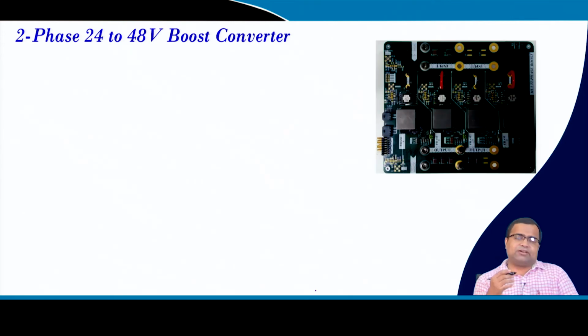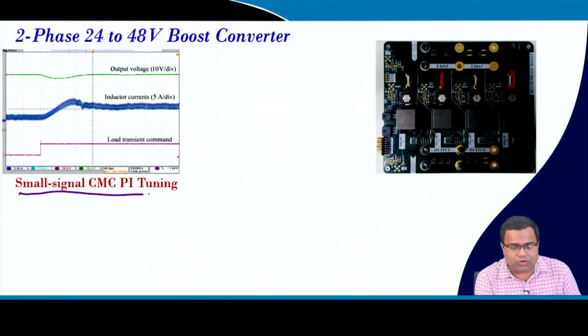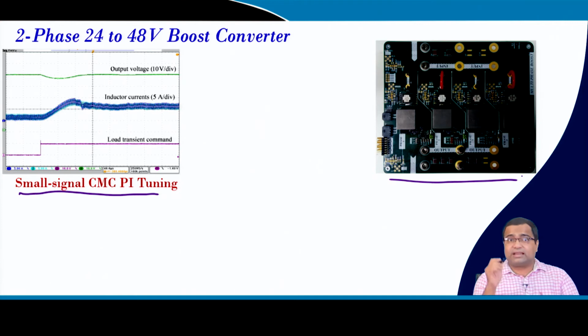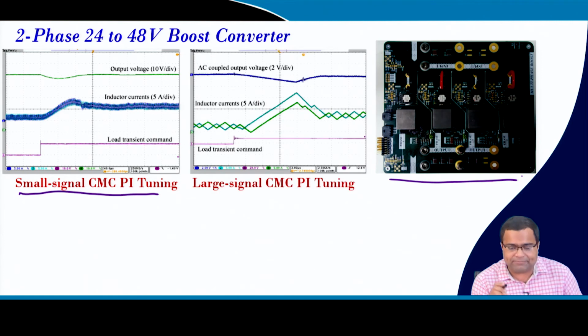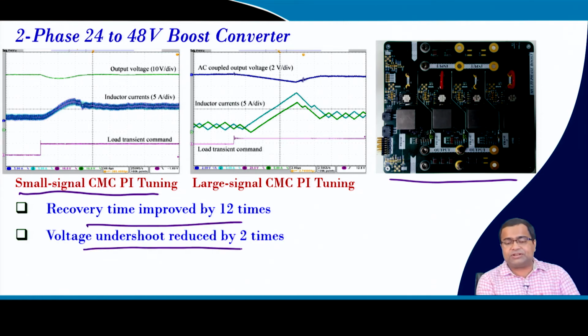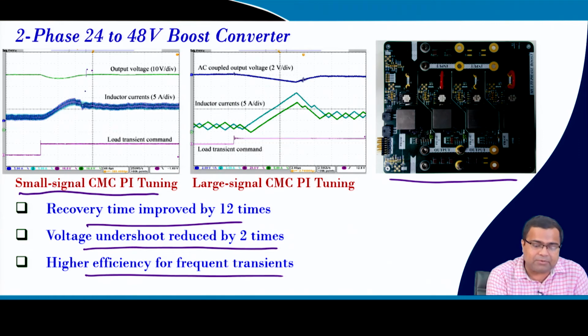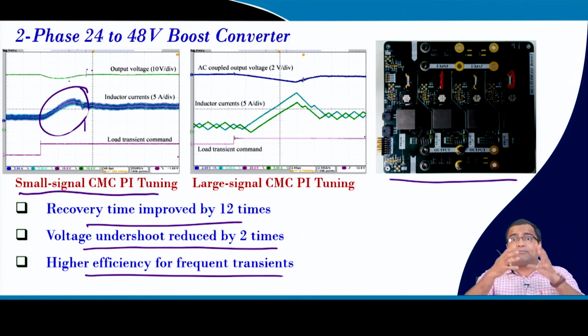We have applied this tuning also for a two phase boost converter, where we have designed a current mode control, and this is using a GaN based architecture, where we have operated close to 500 kilohertz switching frequency. If we go for large signal tuning in the two phase boost converter, we got almost near optimal recovery, where the recovery time improved by 12 times, voltage undershoot is reduced by 2 times, and we got higher energy efficiency if there are frequent load transients, because here the number of phases is more, right?